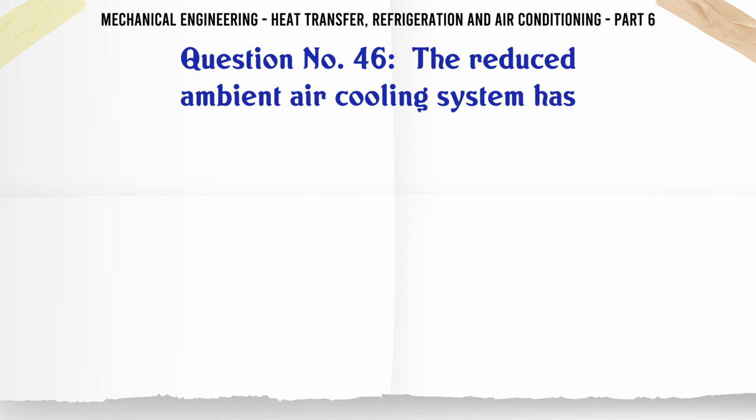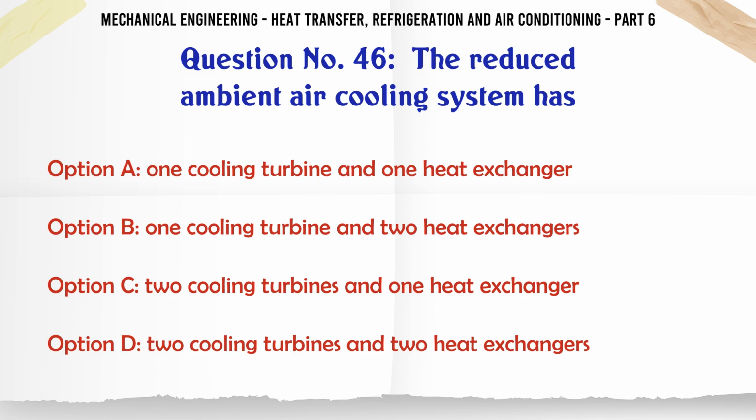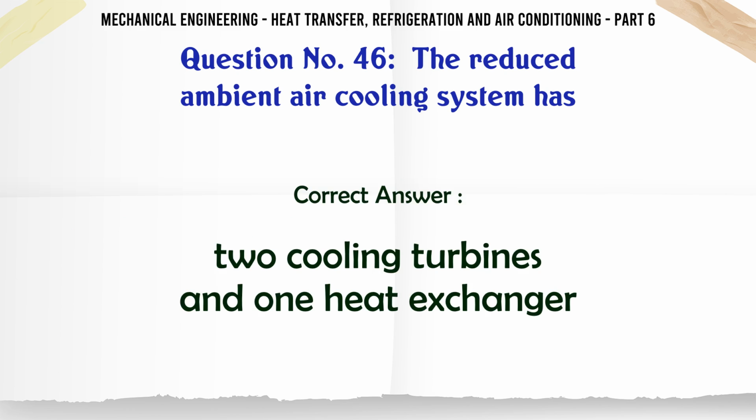The reduced ambient air cooling system has A. one cooling turbine and one heat exchanger. B. one cooling turbine and two heat exchangers. C. two cooling turbines and one heat exchanger. D. two cooling turbines and two heat exchangers. The correct answer is two cooling turbines and one heat exchanger.